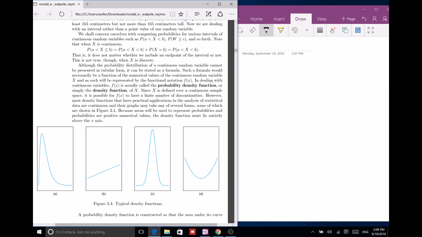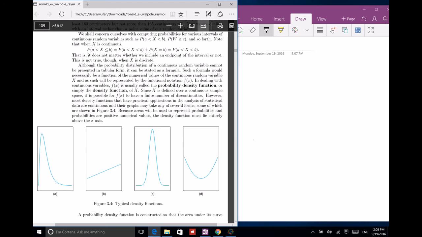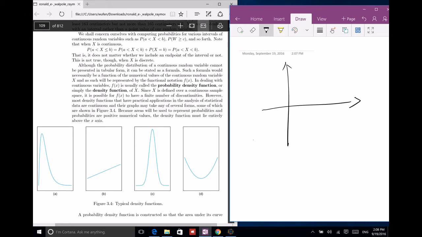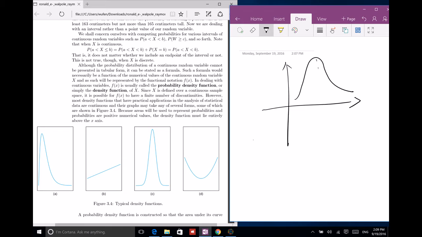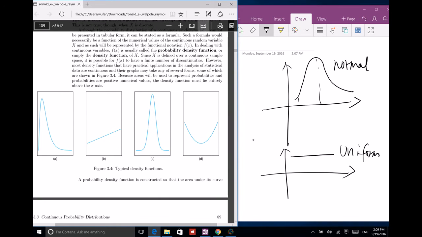For example, this one, picture C, is pretty much like a normal distribution, bell shape, and it's a continuous variable. If we have something like this, it is a uniform distribution. We'll probably have something like that later. This is a normal distribution. And the first one, picture A, is pretty much like a gamma distribution, or chi-square distribution. We're going to look at the chi-square distribution later as well.